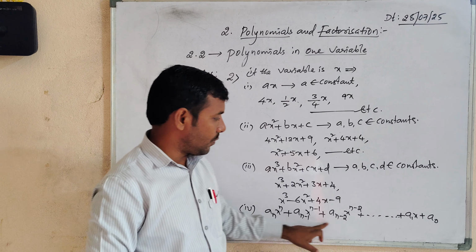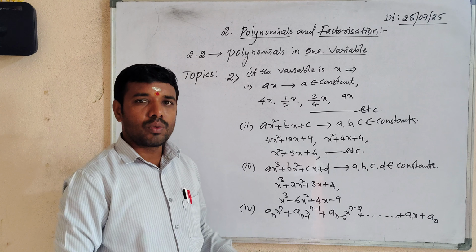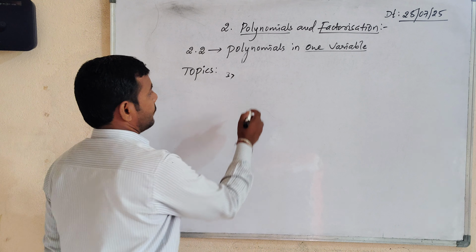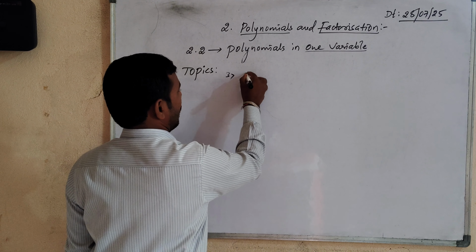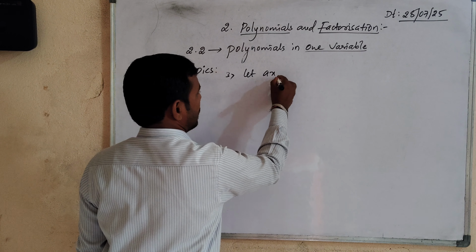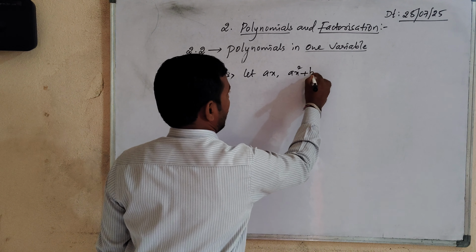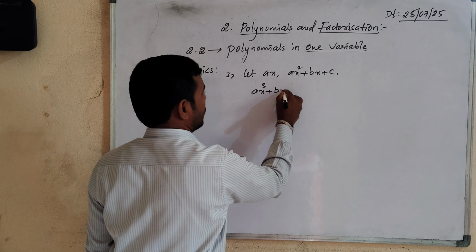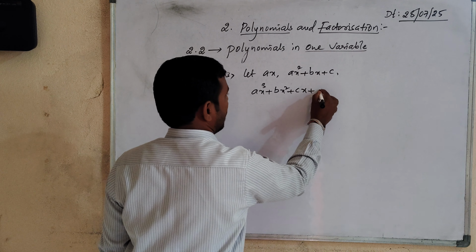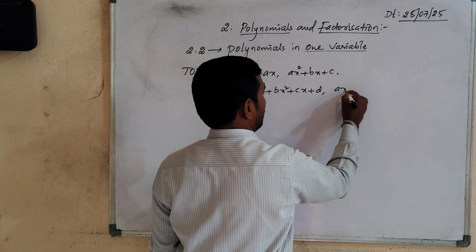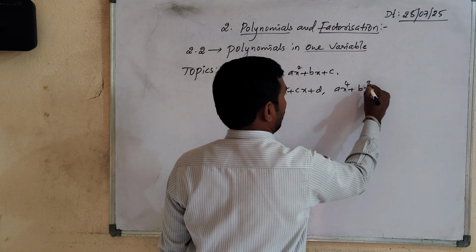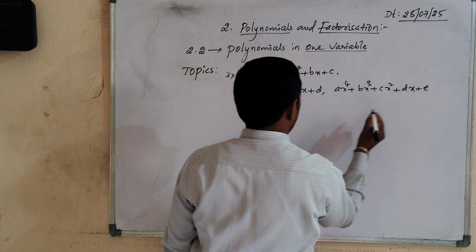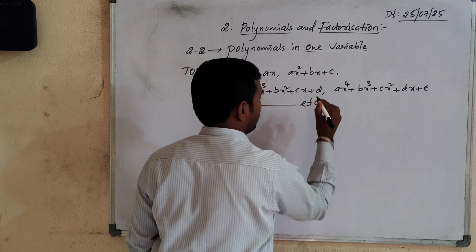Once again, this is the general form of the polynomial which is having one variable. Okay, students, third point. Suppose let ax square plus bx plus c, or ax cube plus bx square plus cx plus d, or ax power 4 plus bx cube plus cx square plus dx plus e. In such a way we can write many.